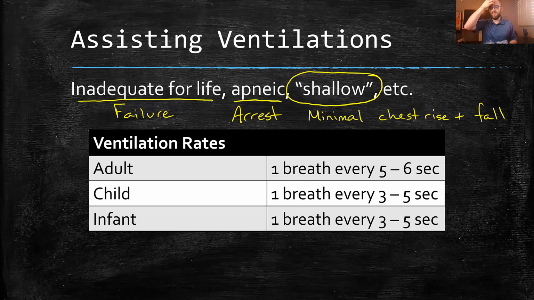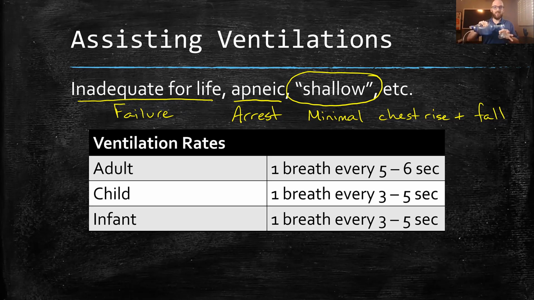We see it a lot on National Registry skills testing, where we have our assisting ventilation station. People are saying, okay, I'm going to ventilate one breath every 5 to 6 seconds, and they're telling us the correct answer, but their actions aren't doing what their mouth is saying. They're sitting there ventilating every second or every 2 or 3 seconds.